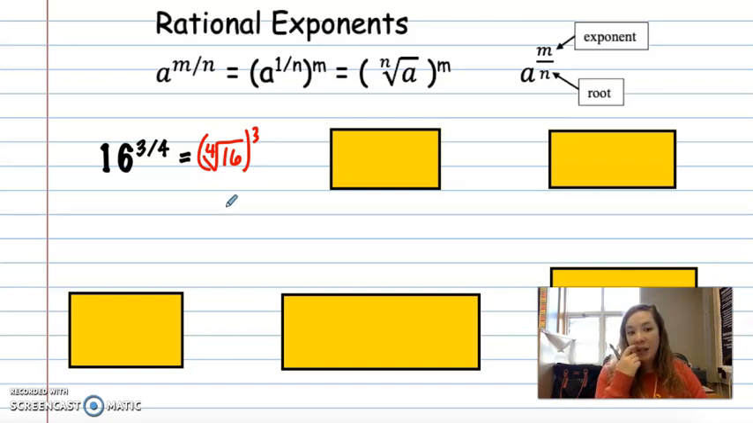Whereas if I cube 16, that's going to be huge that I'm going to have to work with. It'll still get to the same answer, but taking your root usually is easier first. So the fourth root of 16 is actually 2. Let me go ahead and pull up a calculator. I'll show you how to type that in.